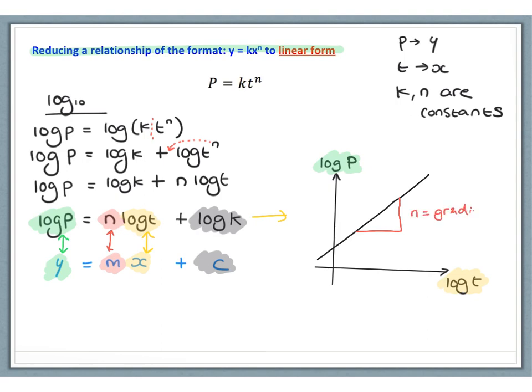So if we find the gradient, we've then got our value of n, which remember was the original power up here. And log k is equal to the y-intercept. So if we find the y-intercept, this is equal to log k, and we can then do 10 to the power of the y-intercept to work out what k is, which then gives us this value here. And we've then been able to find the k and n constants, which allow us to fit together the equation of the curve, which matched the data when we plotted p versus t.